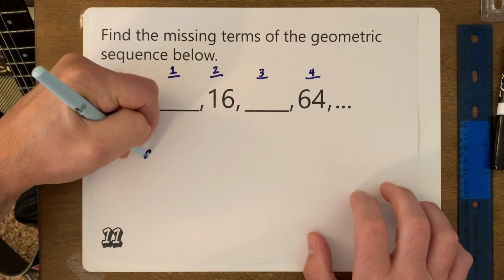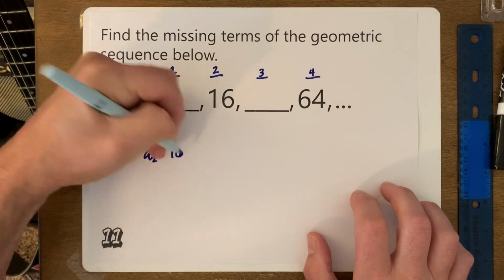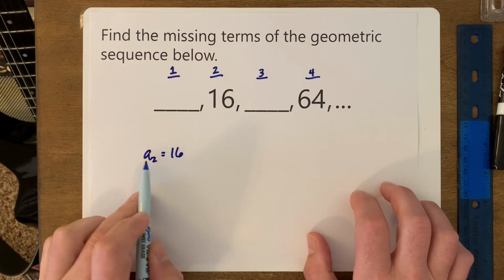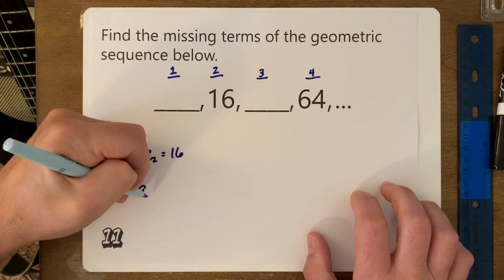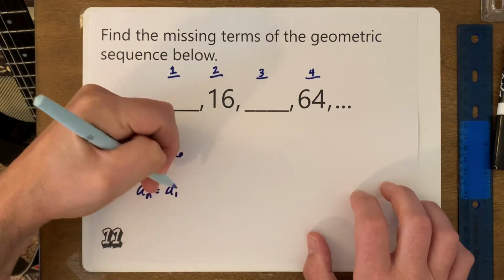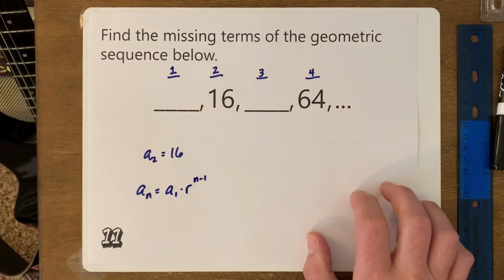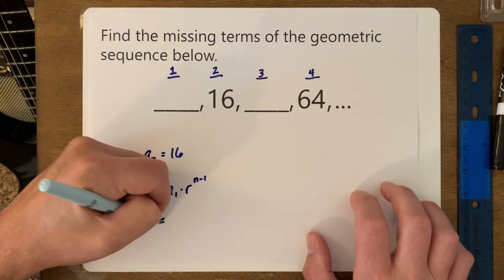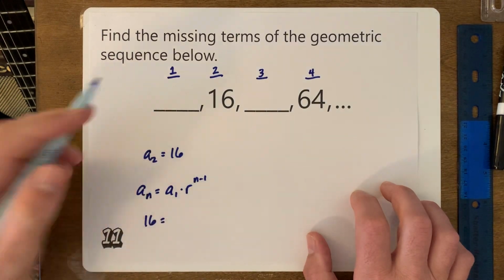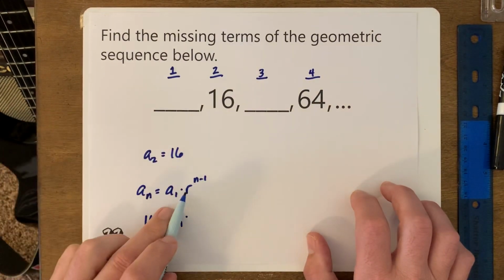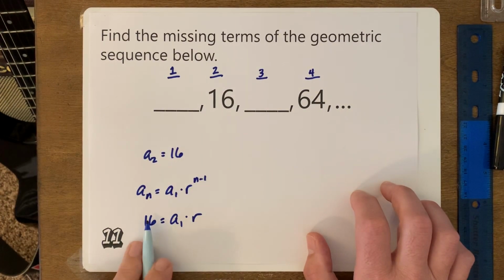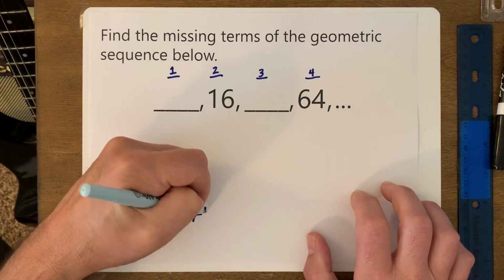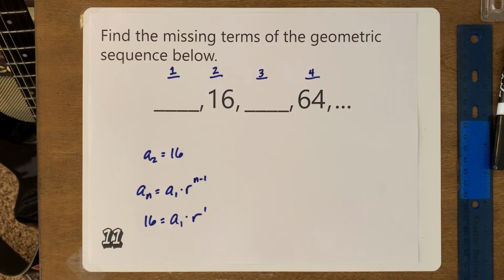A sub 2, the second term, is 16, right? Well, what that means is if you know that our sequence looks like a sub n is equal to a sub 1 times r to the n minus 1, right? Okay, that's 16 right there. So what we really have is 16 is equal to the first term, which we don't know, a sub 1, times, and we don't know the common ratio either yet. Our n value for this problem is 2. 2 minus 1 is 1. And so we get 16 is equal to a sub 1 times r.